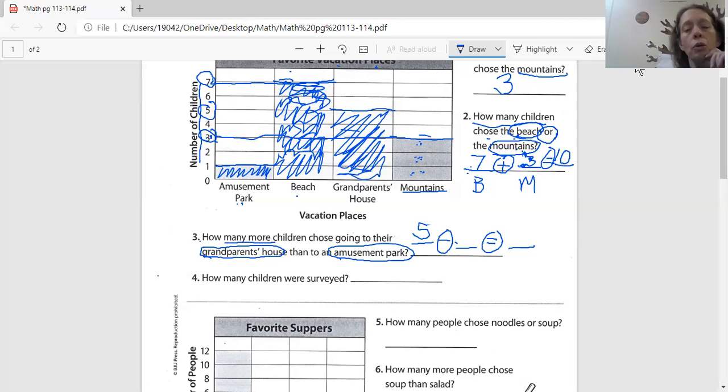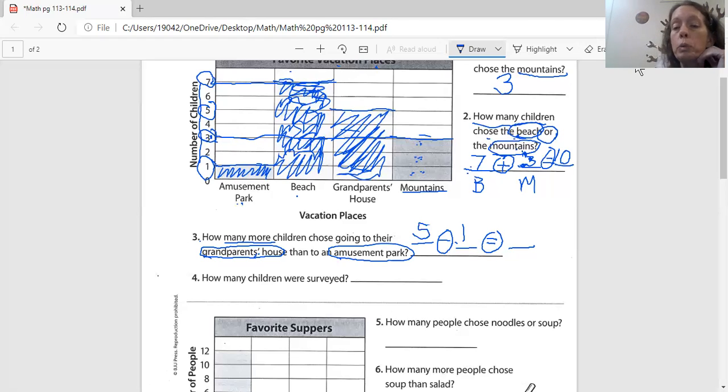Next thing it wants to know is I need to find out how many more chose that than amusement park. So I have to get my total for amusement park. If I look over here, there's amusement park right there. Look at the top of the line. It says 1. Now I put 1. And at this point, it's just a simple math problem. It's math problems we do every day. We did it on Friday when we did our balloon pop subtraction.